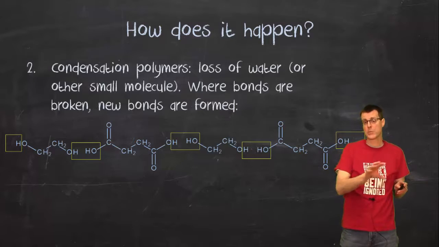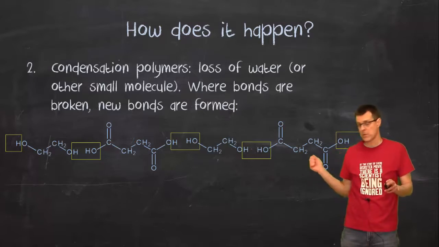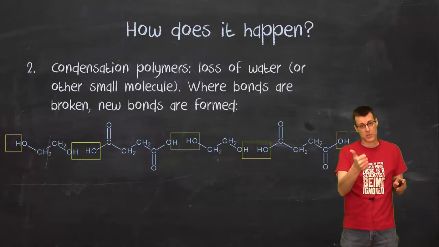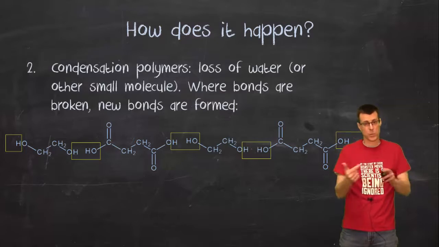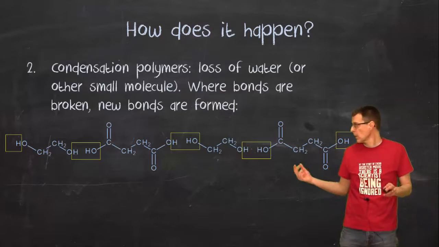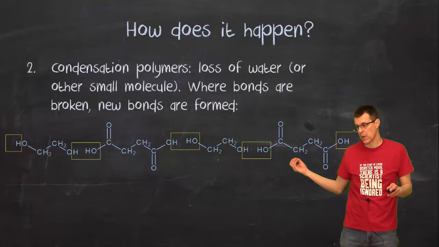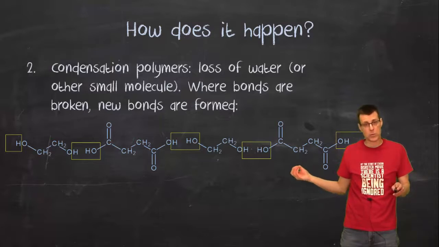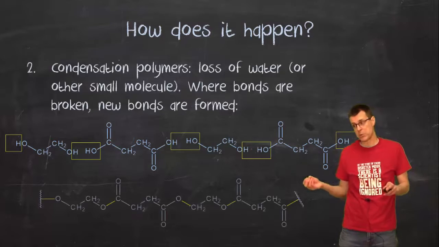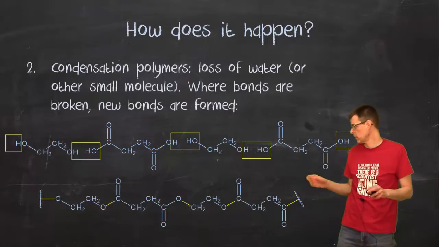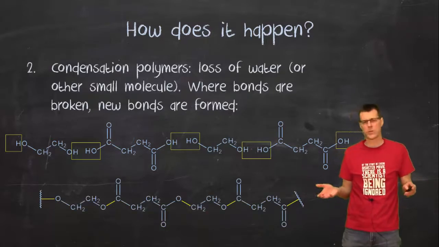So water is two hydrogens, one oxygen. So you'll notice I've drawn boxes around both hydrogens and one of the oxygens where they meet up. And then where I want to lose water, of course, bonds are going to have to be broken. And where bonds are broken, new bonds are formed. So again, I've done it in yellow, orange, whatever color that is.